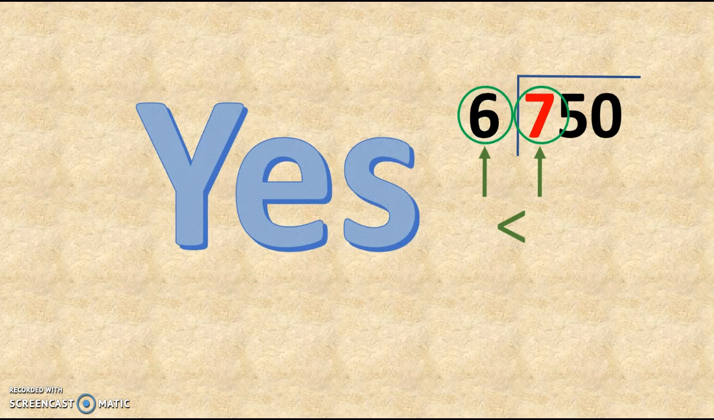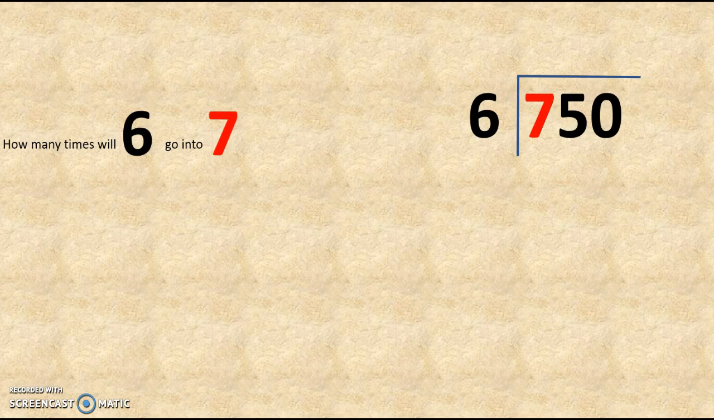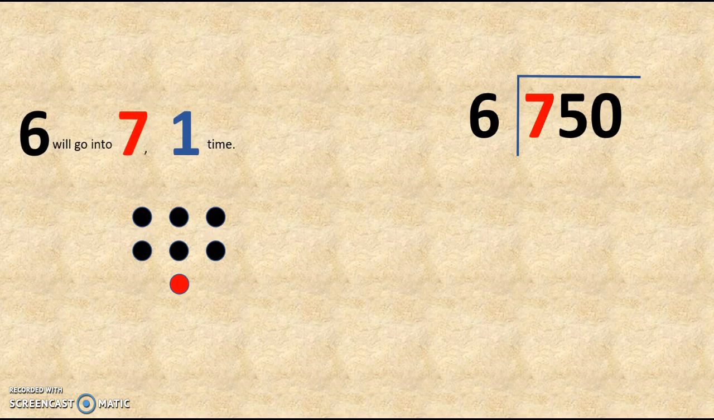So then we will next ask, how many times will 6 go into 7? So we'll pull up 7 dots, and we'll see how many times we can color sets of 6. So we color 6 of our dots black, and we don't have enough red dots left over to do another set. So the answer to the question is 6 will go into 7 one time.